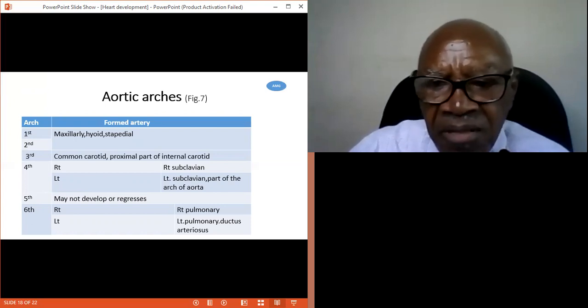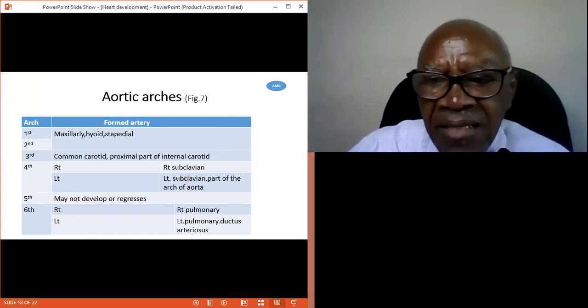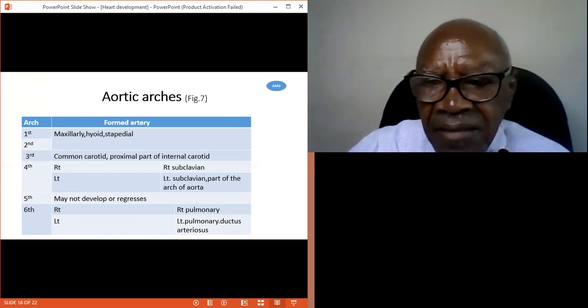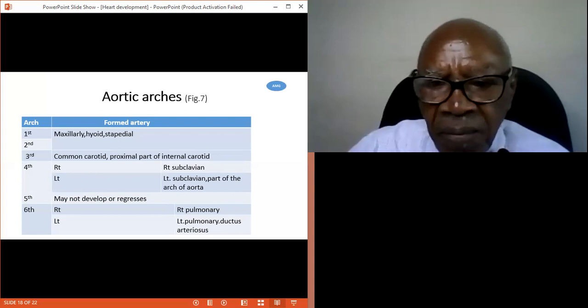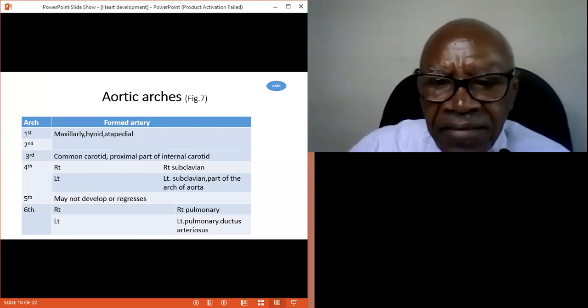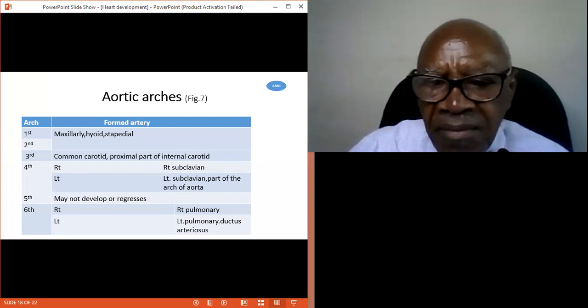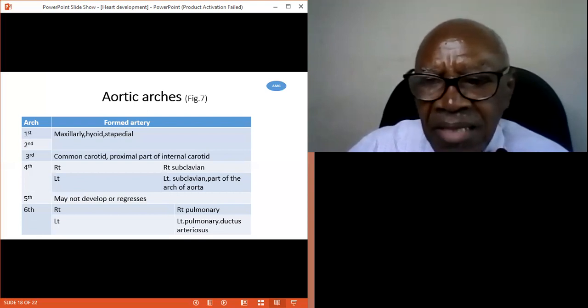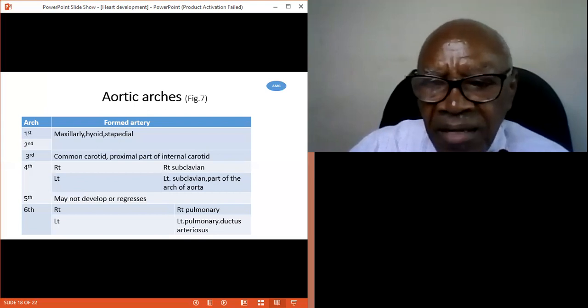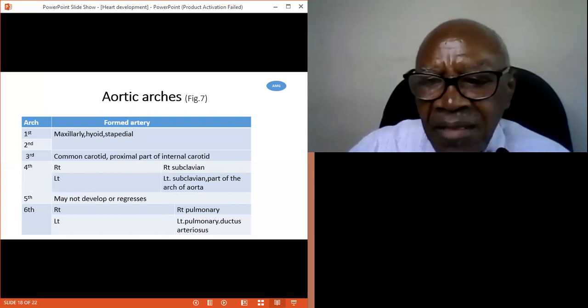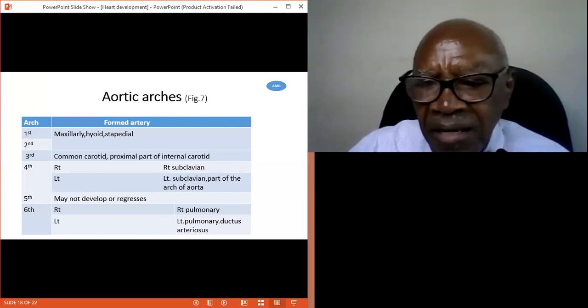The fourth forms the right subclavian artery, and the left forms the left subclavian part of the arch of the aorta. And the fifth, this may not develop, or if it develops, it regresses. The sixth, the right one, forms the right pulmonary, and the left forms the left pulmonary and the ductus arteriosus.